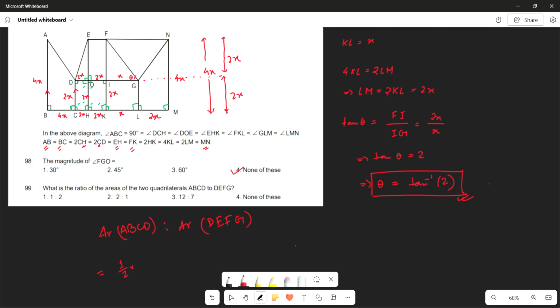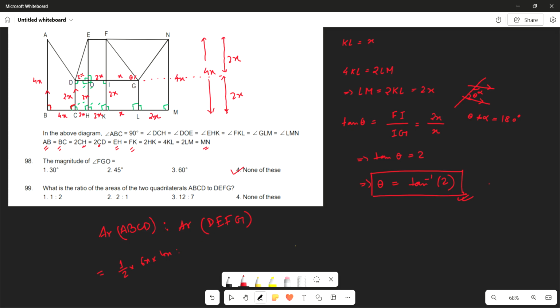Because this angle plus this angle is 180 degrees. Basically, if you have two lines like this and a transversal, and this is theta and this is alpha, and if theta plus alpha is equal to 180 degrees, these two lines will be parallel. So it is half into the sum of parallel sides. The sum of parallel sides is 4x plus 2x, which is 6x, into height. The height is the perpendicular distance between the parallel sides, which is 4x.